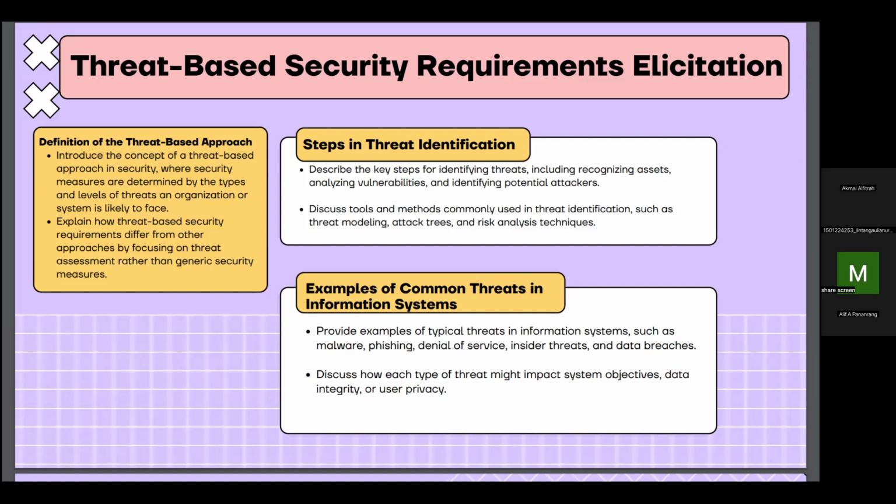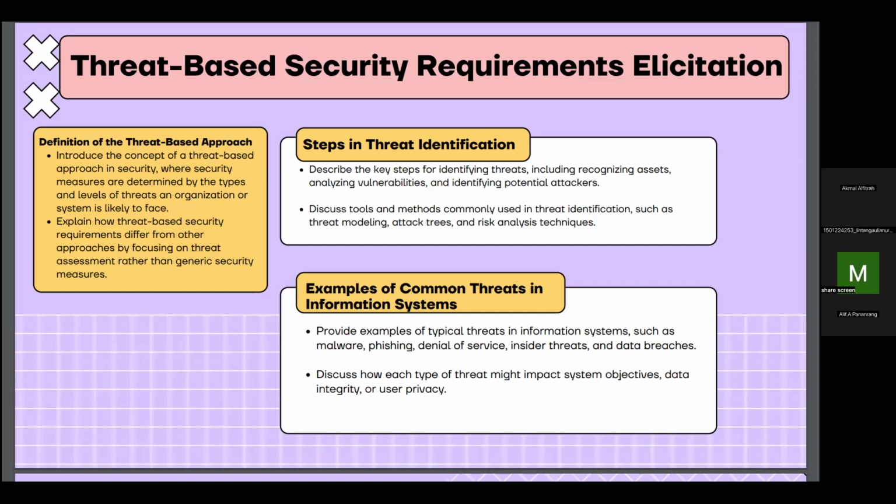Next is steps in threat identification. First is describing the key steps for identifying threats, including recognizing assets, analyzing vulnerabilities, and identifying potential attackers. Second is discussing tools and methods commonly used in threat identification, such as threat modeling, attack trees, and risk analysis techniques.